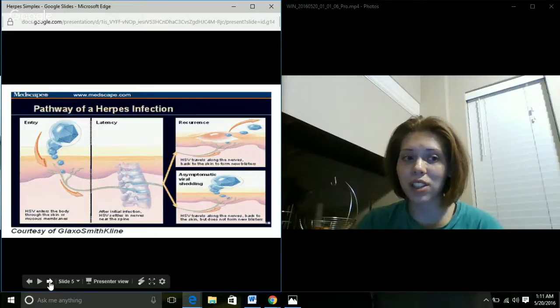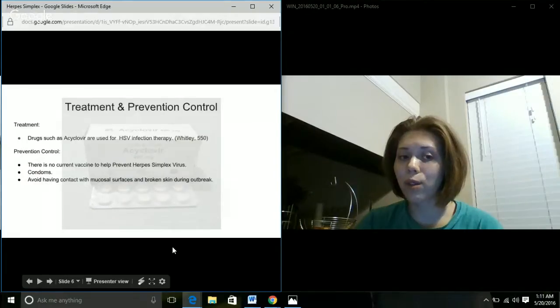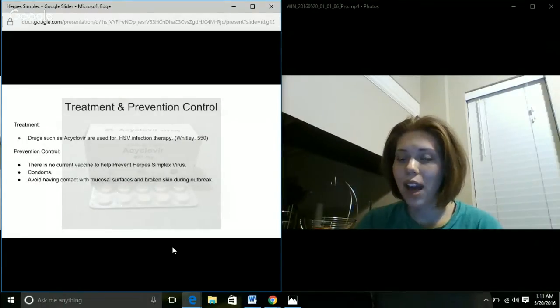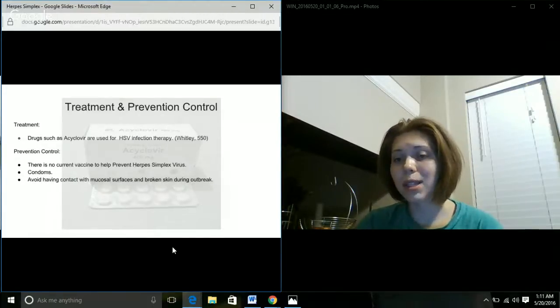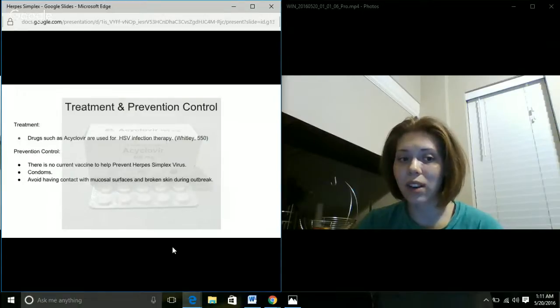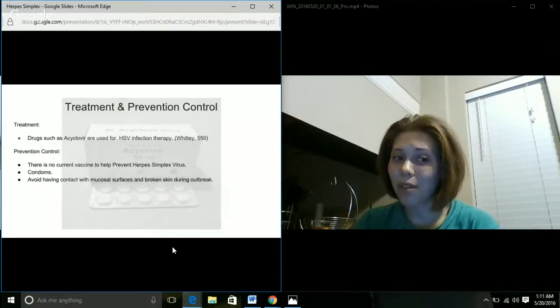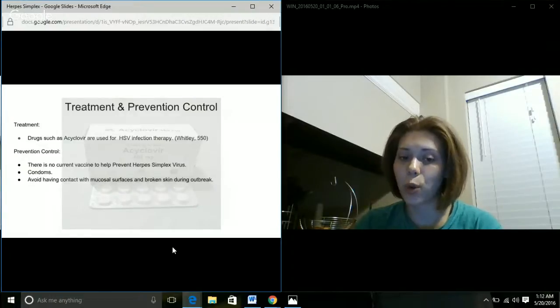Next is treatment and prevention. As of right now, there's currently therapy for treatment for those who are infected with HSV. However, these treatments and therapies do not get rid of the virus, but they help with the symptoms and signs of the herpes simplex virus. An example of a drug that they use for therapy is called acyclovir. And this is just to help combat the signs and symptoms of HSV. It's not there to treat, as in get rid of completely, just help with the signs.